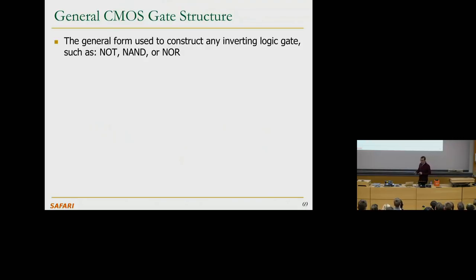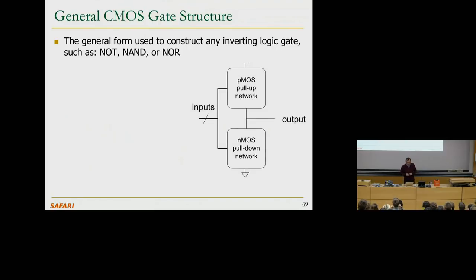Okay, so this is a general form used to construct any inverting logic gate, such as NOT, NAND, NOR. Basically, you have the power supply, you have the ground, and you have the output, and you have the inputs, of course. Between the power supply and the output you have the PMOS pull-up network, and between the output and the ground you have the NMOS pull-down network. You need to have both of them for the logic gate to work. These are complementary to each other. When this is turned on, this is turned off.